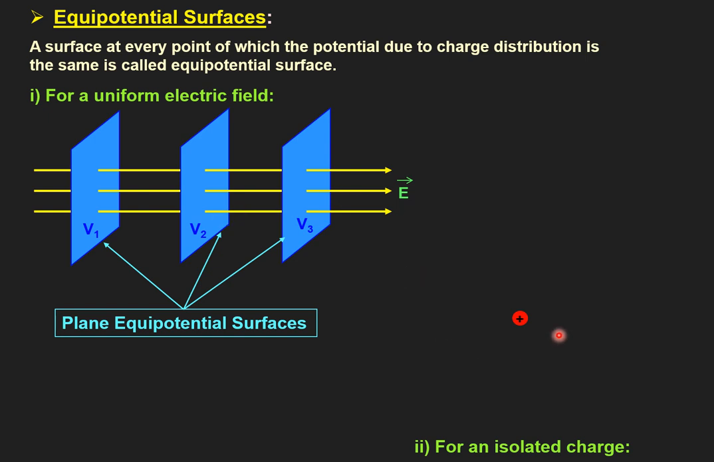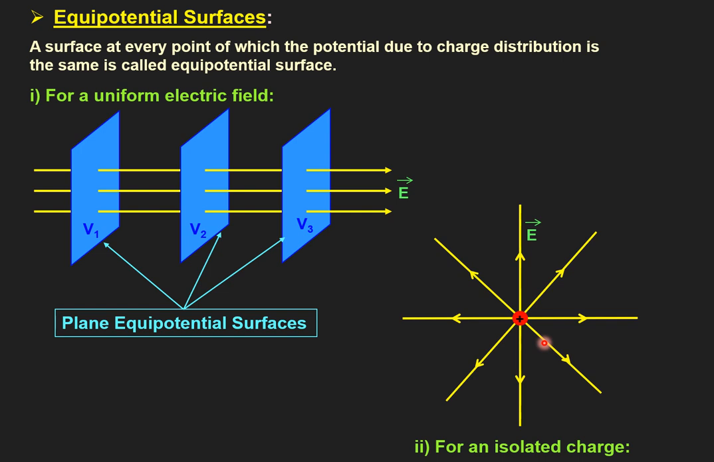Similarly, due to a positive charge, the field lines will be radially outward like this. So these are the electric field lines. Now I have to draw the equipotential surface, meaning any surface which will have the same value of electric potential at every point of it. So you just tell me, potential due to a point charge is a function of what?